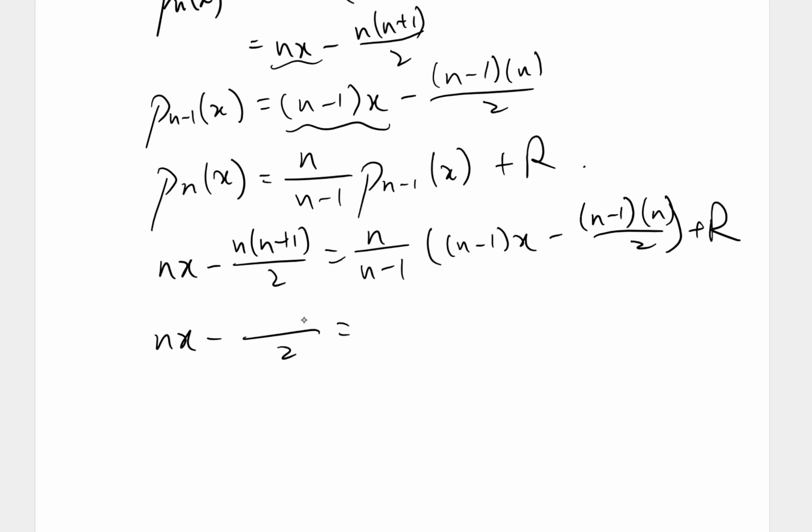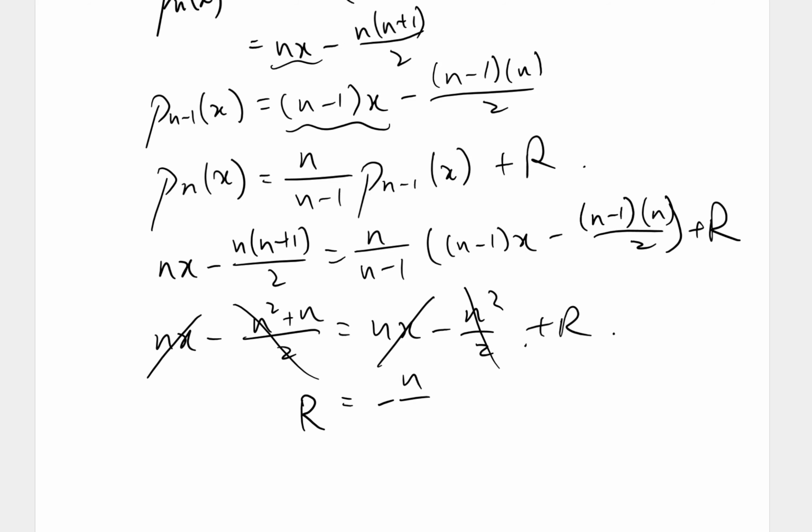Okay, how about we expand the brackets here? N squared plus n equal to nx minus n squared over 2. And you see that nx cancelled out here, and the n squared over 2 cancels out here. So r is minus n over 2. Take care with the minus. Don't think that it's plus n over 2 because you can't see the minus there. If you are really frustrated with this plus or minus thingy, then don't cancel like what I did. That's really dangerous, so take care.